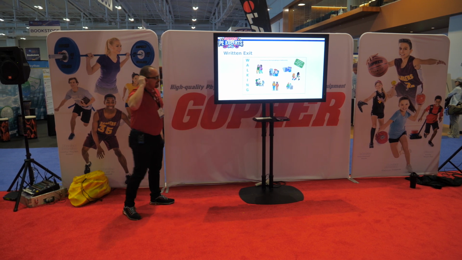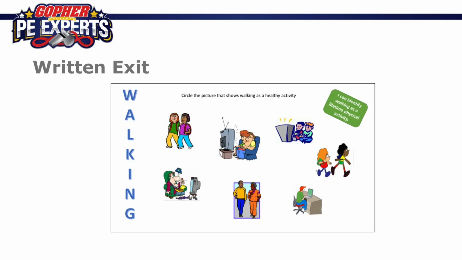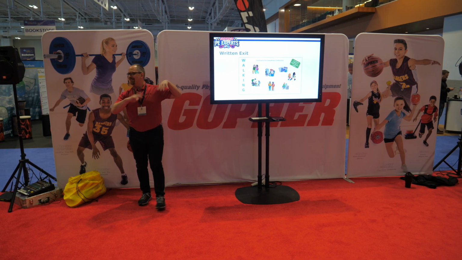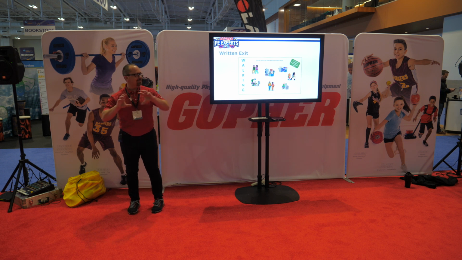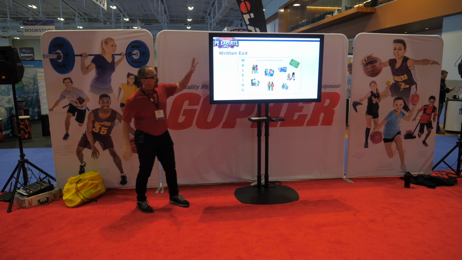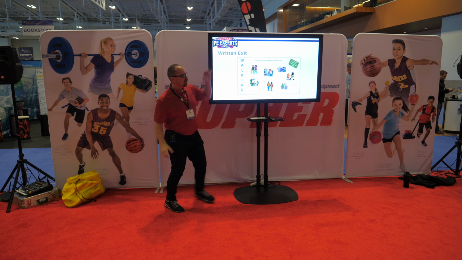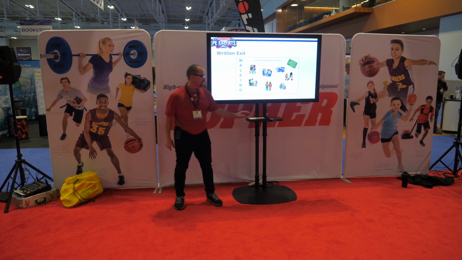This is another written exit slip. You guys have all probably seen this one. This one says, I can identify walking as a lifetime activity. It just says, circle the pictures that show walking as a healthy activity. Pretty straightforward, but you know you have kids that will mess some of these up, right? So we can have this data, and you can do this on a half sheet. These are really easy to make, and you can put different pictures on there if you want to do it with some other activity. But again, this is just a written exit slip that they fill out when they leave.